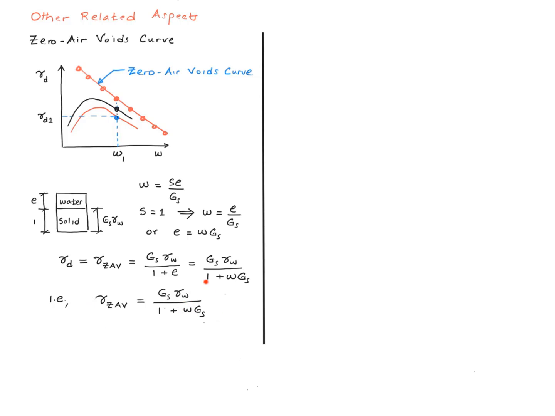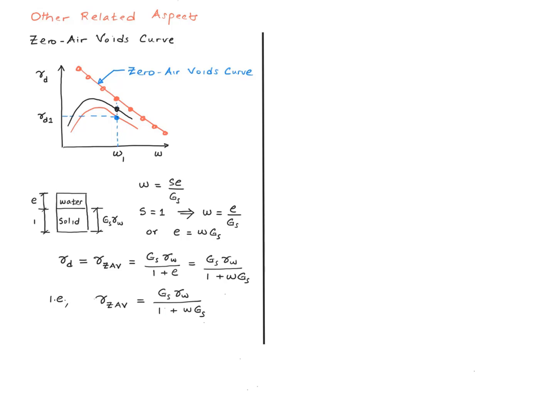So we have a relationship between zero air void density and the water content. So I can plug in different values for water content and calculate the corresponding values of gamma sub d AV and plot this curve theoretically. Another point that I want to make here is the following.